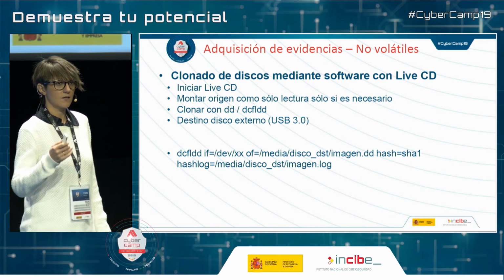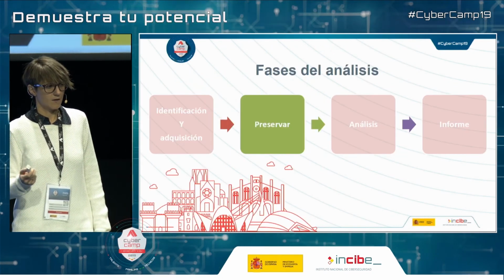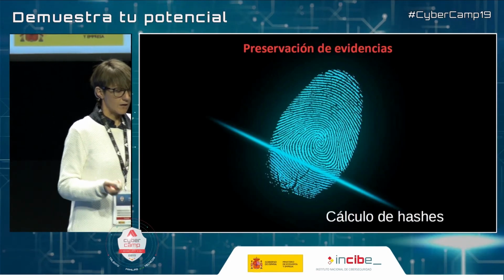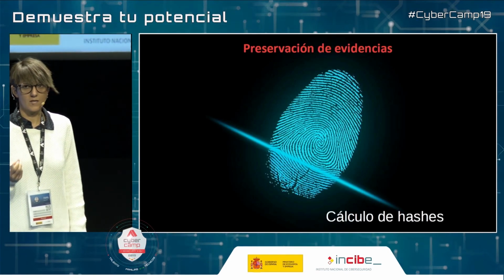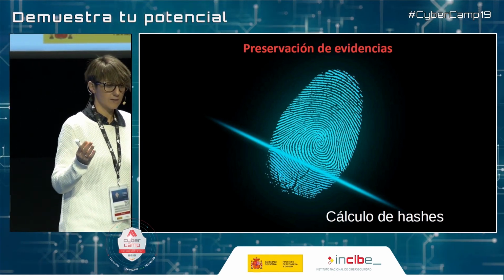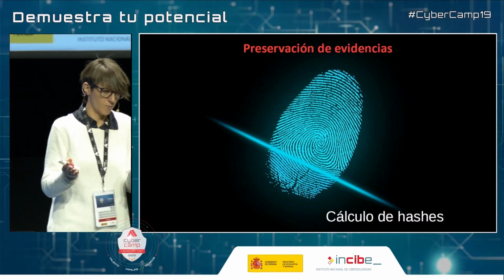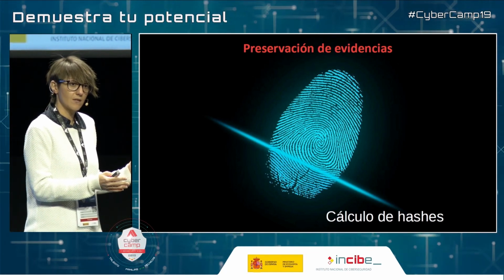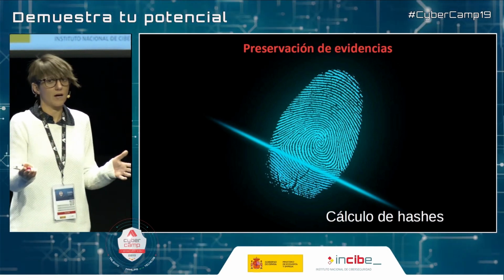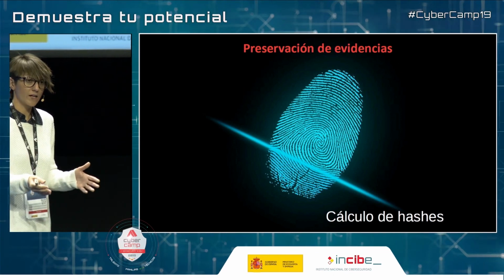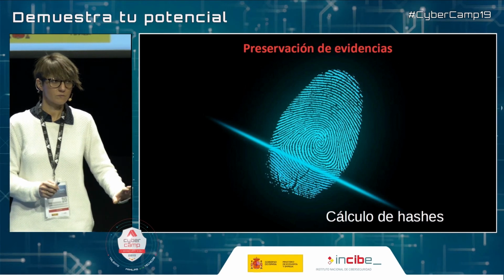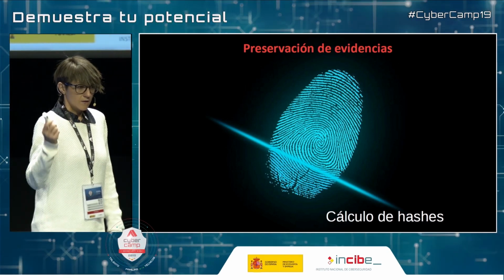So these are all the evidence, volatile, non-volatile, and what comes next? Preserve them. Now, how do we preserve evidence? In order to do that, we need to calculate the hash, which is an alphanumeric string, which allows us to guarantee that if only 1 byte is changed, that string is going to change. So we calculate the hash, and we don't touch this anymore, ever again.